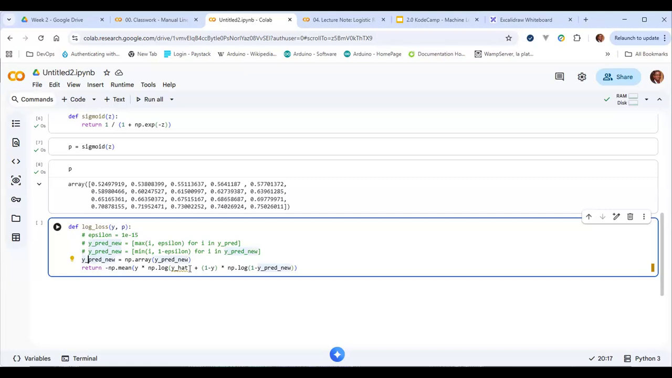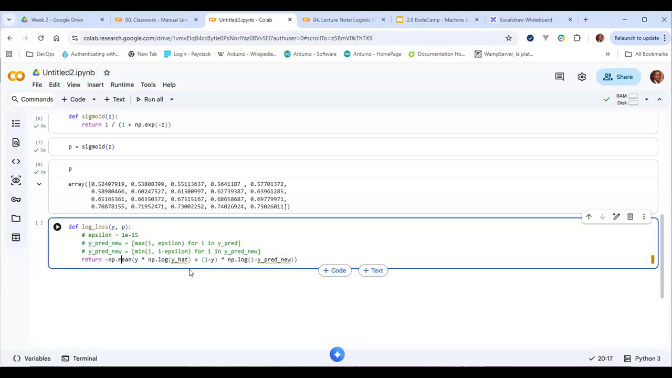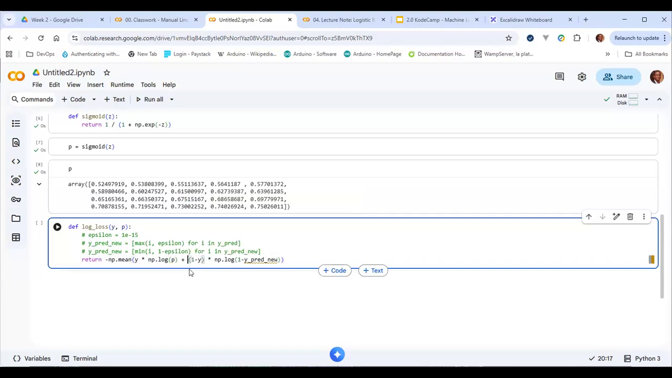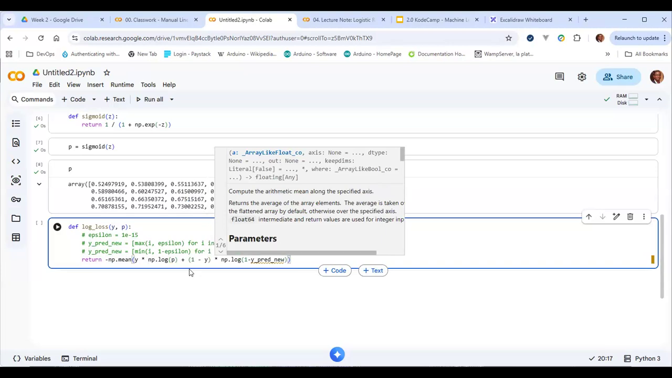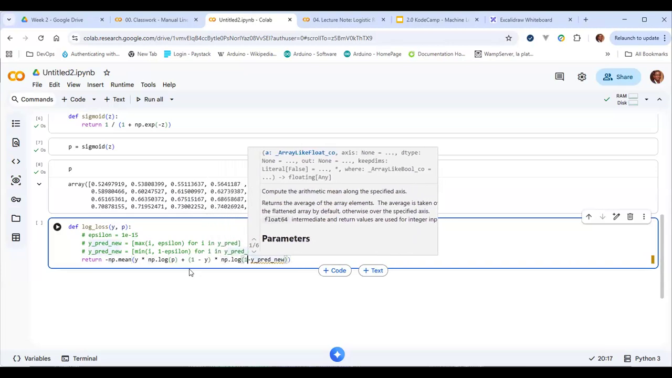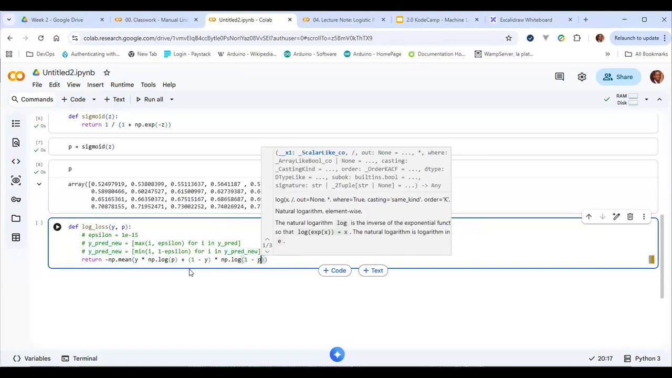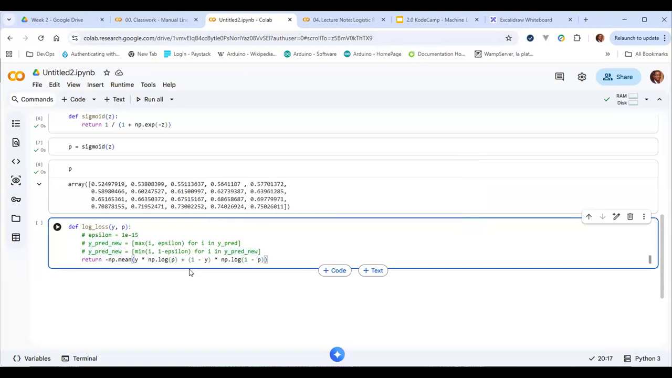But for now, it's just going to be minus np.mean. So remember, it has a negative sign, and it's the mean of y times np.log of P. In NumPy, log gives you the natural logarithm. Then 1 minus y, which is a part of it when y is 0, times log of 1 minus P. And that's it. It's as simple as that. So we have our negative log likelihood.